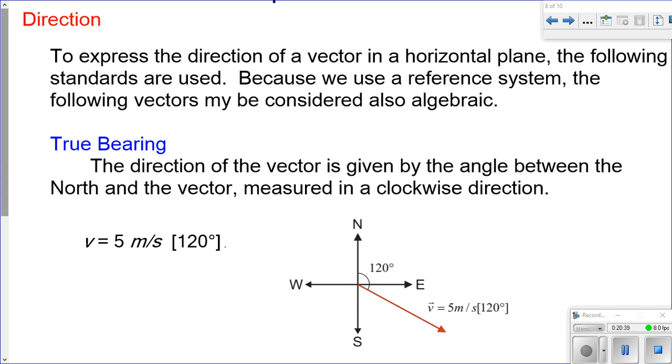Finally, direction. How do we represent direction? Sometimes we can represent direction with a reference system and consider it algebraically. So we talk about our true bearing. Our vector north is going this way, east, south, west, like a compass setting. A bearing includes a degree, and the degree is always measured from north in a clockwise direction. So we start at 0, and if we're going 5 meters per second, 120 degrees, that bearing is 120 here, going in that clockwise direction.